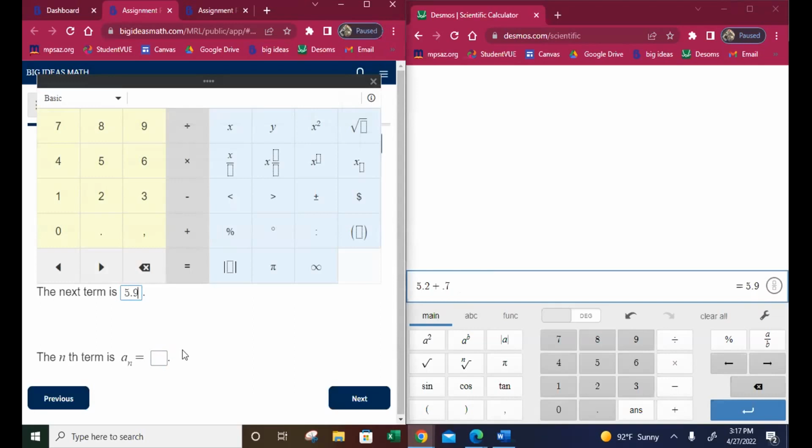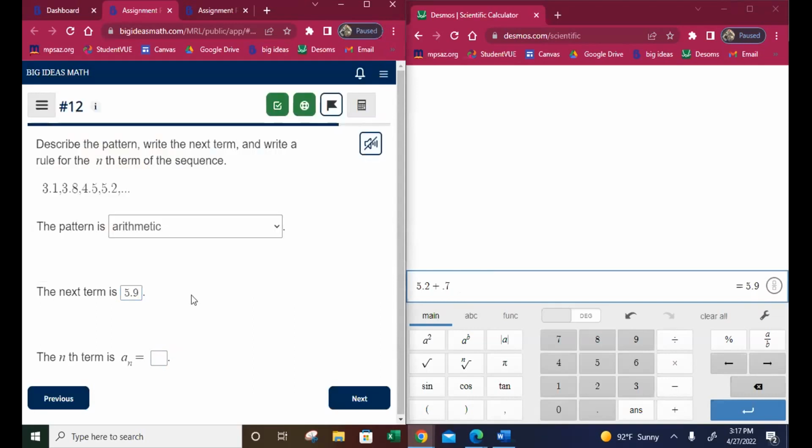Okay, so go ahead and put your cursor in that box. What would be the number before the 3.1? If you're not sure, you can subtract 0.7 from 3.1 to get it. Use the calculator. 3.1 minus 0.7. Okay, so 2.4. Go ahead and type 2.4 into the formula.